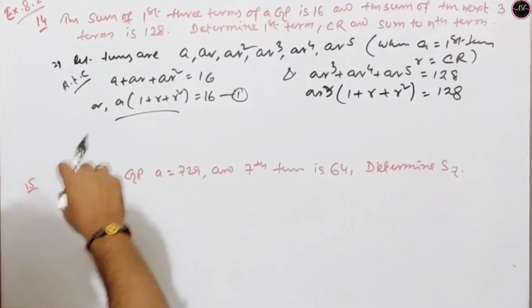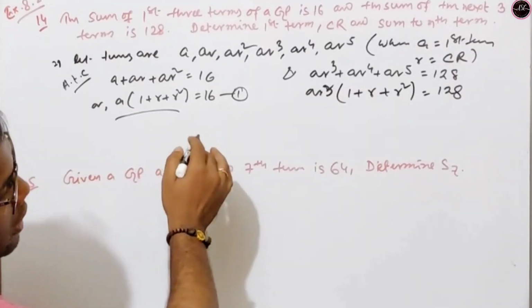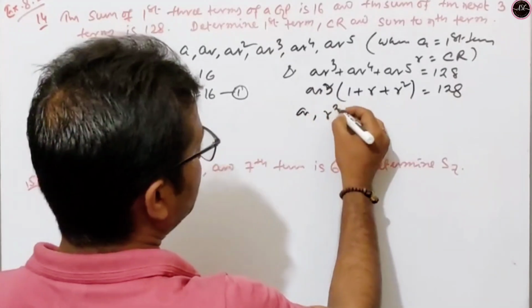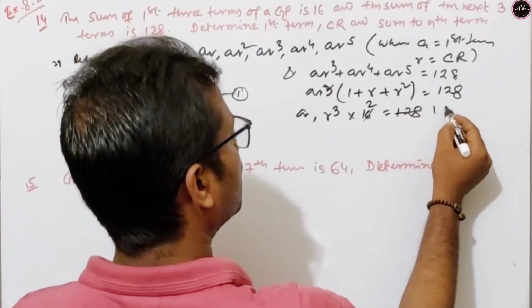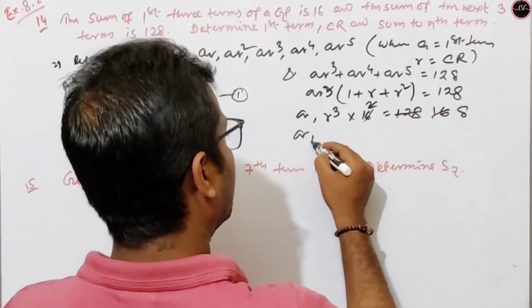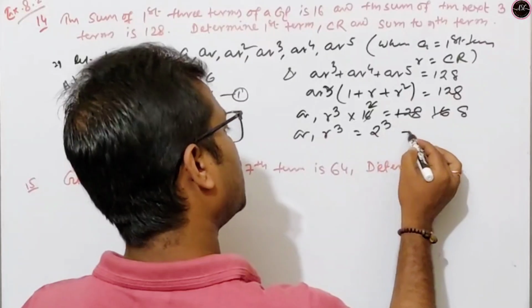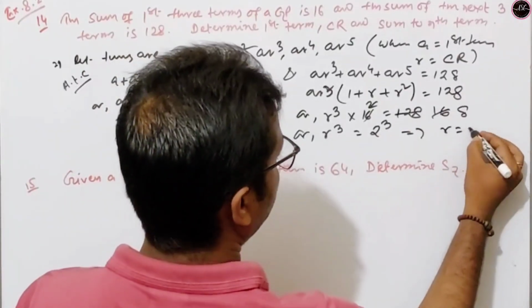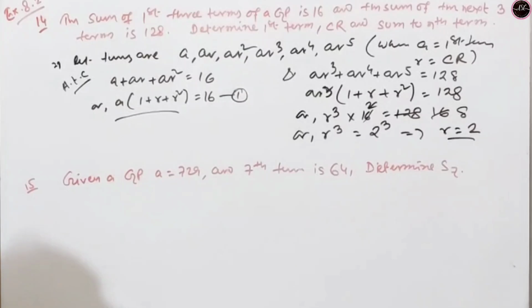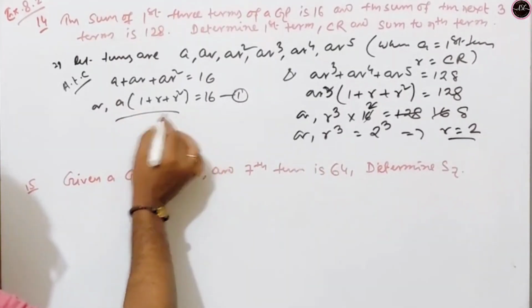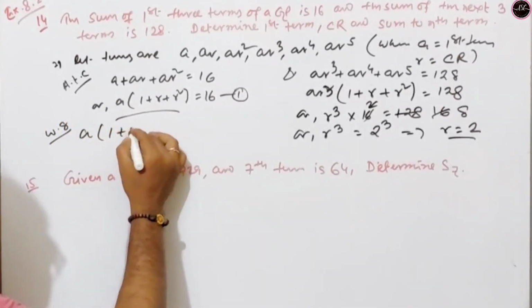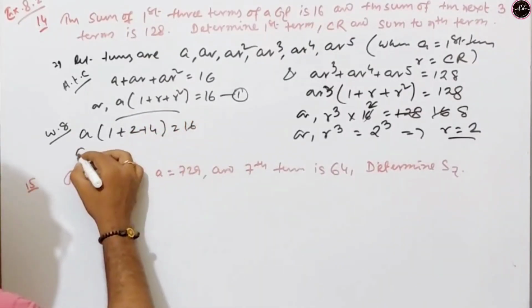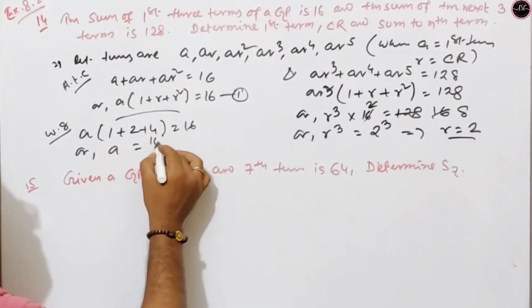Here just put the value of this, we get A into 1 plus R plus R square equal to 16. So here R cube into 16 equal to 120. Okay, just cancel out, or R cube equal to 2 cube, implies that R equal to 2. Okay, so we got the common ratio, and the first term will be A. So just put the value of R in equation 1, we get A into 1 plus 2 plus 4 equal to 16, or A equal to 16 by 7.